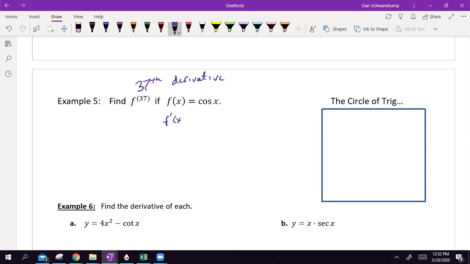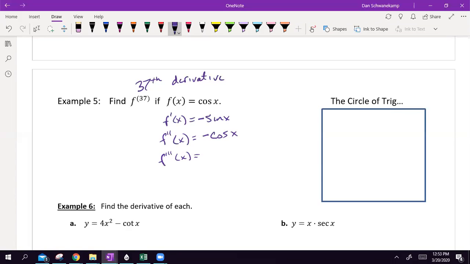Let's find f prime. Derivative of cosine, as I've made you state quite a few times already, the derivative of cosine is negative sine. And cool, let's find the second derivative. The second derivative, negative sine, would become negative cosine. We did that one earlier, but remember, sine just becomes cosine. We don't change the sign when we take derivative of sine. F triple prime, the third derivative.